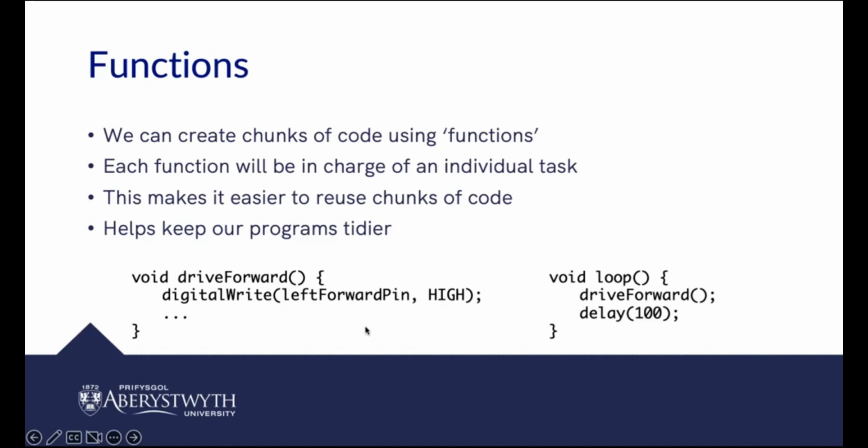As I say, we can use functions with values inside them. So this digital write is calling one of the Arduino functions. This delay is calling another Arduino function. And both of those are taking a different number of what we call parameters for executing that particular block of code. That means they can customize what it does each time you call it.